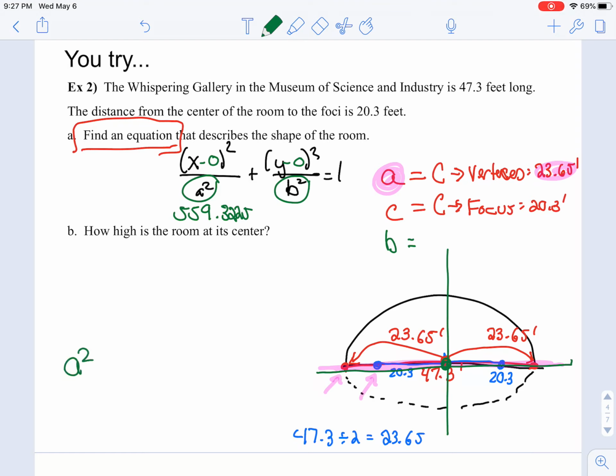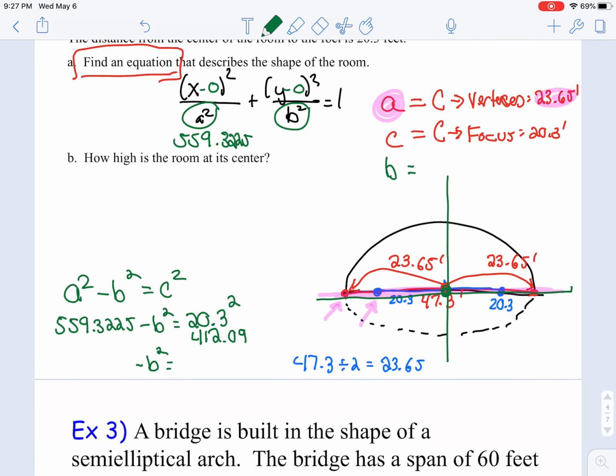The last thing that we need is the b squared. So the first thing we have to do is figure out what is b squared. And that goes back to a squared minus b squared equals c squared. I just discovered that my a squared is 559.3225. I'm solving for b squared. My c is 20.3, so if I square 20.3, I end up with 412.09. And as I finish solving this equation, negative b squared equals, if I subtract 559.3225, I get negative 147.2325. Obviously, I want to divide by negative 1 and take the square root. So when I take the square root of 147.2325, I get a b value of 12.13, and we're going to round it to 12.13.